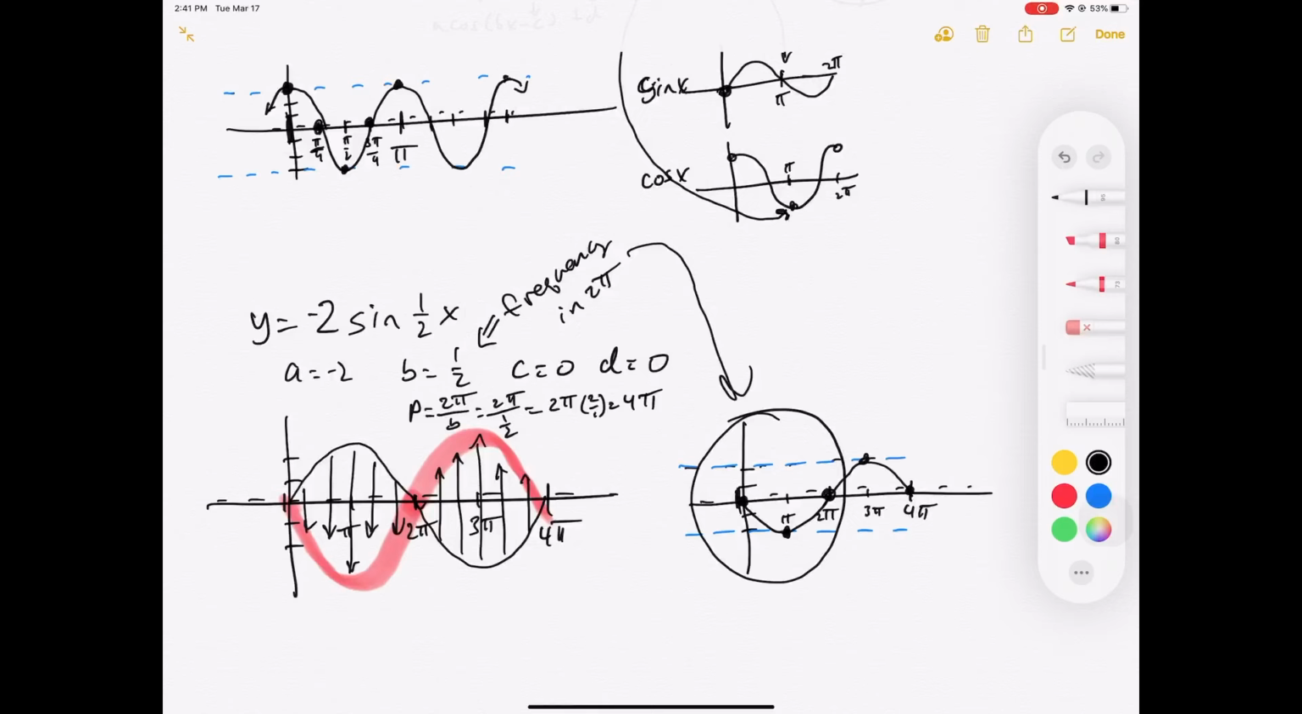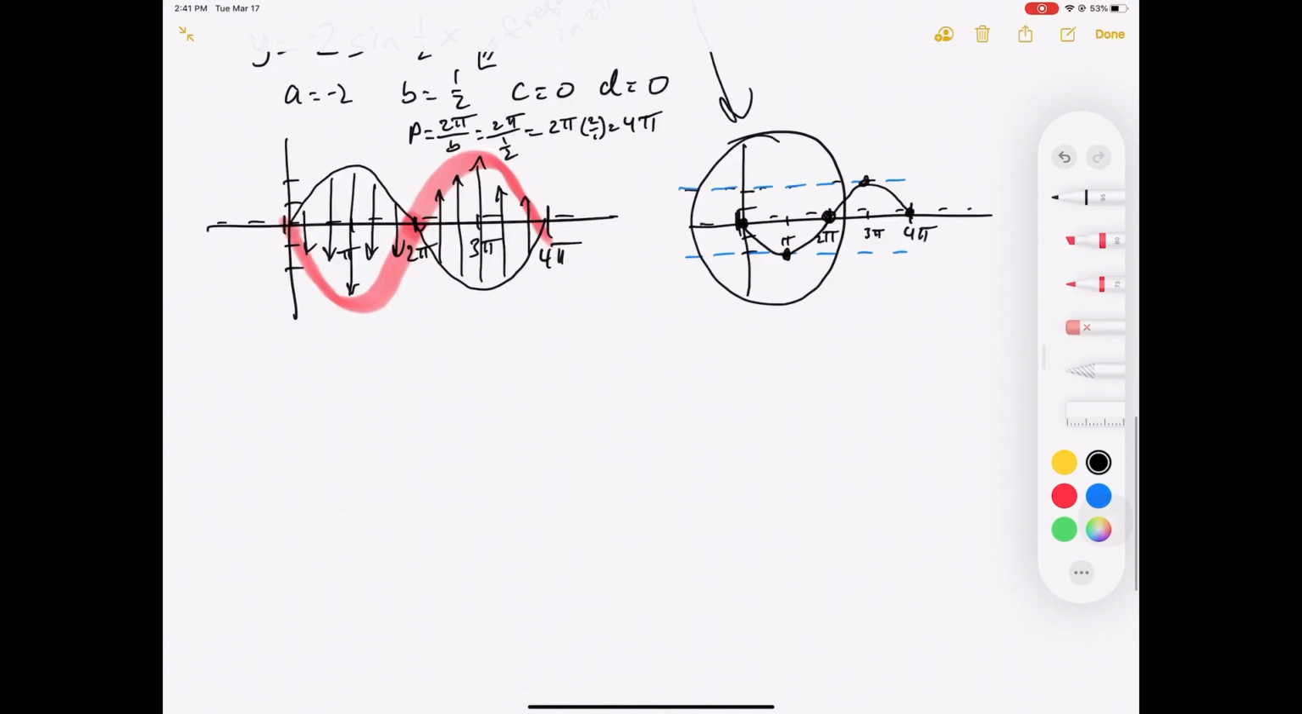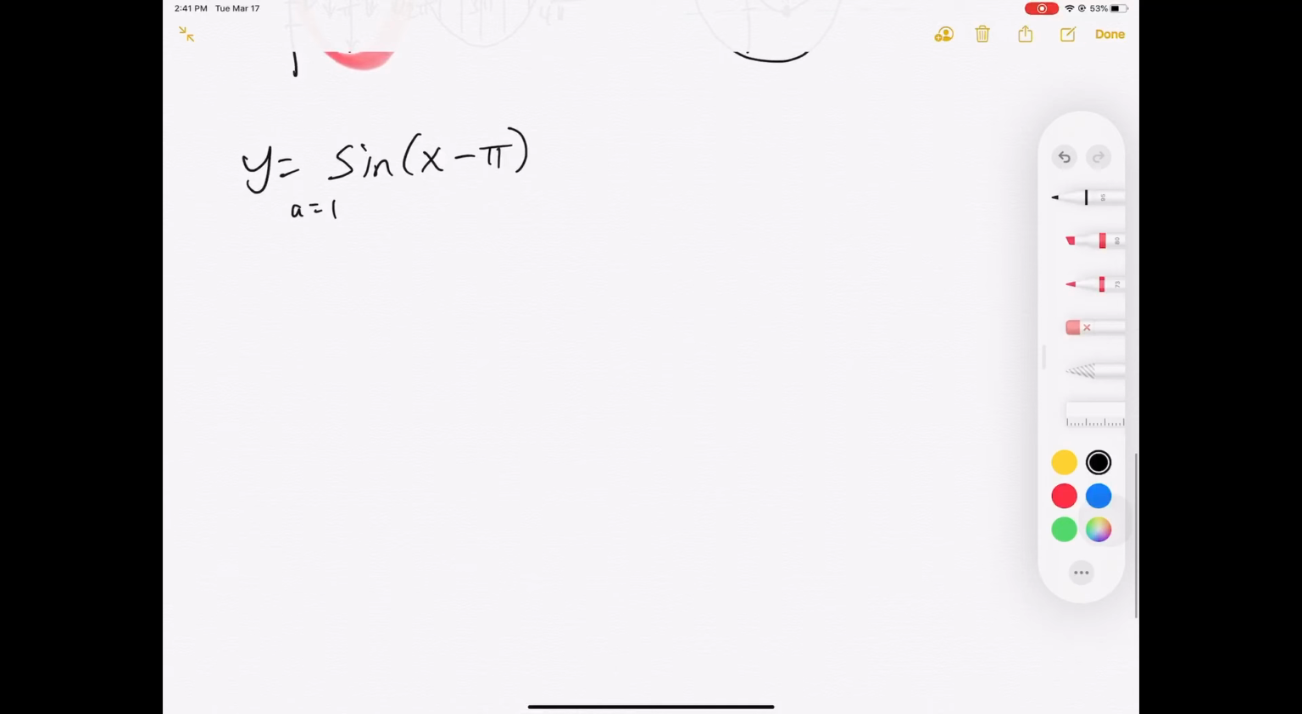Okay, the next hardest part here is really graphing our C value. C is where everything kind of comes over. So let's do a good start. Y is equal to sine of x minus pi. So a is equal to 1, b is equal to 1, c is equal to pi, and d is equal to 0.